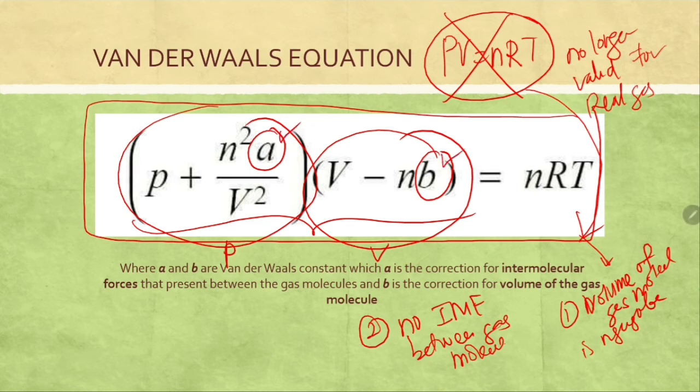A and B are constants for which each gas will have its own value. What is A? Just to let you know, A is a constant which is the correction for intermolecular forces present between the gas molecules, while B is another constant which is the correction for the volume of the gas molecule. So this is the van der Waals equation. You just need to know what that stands for.